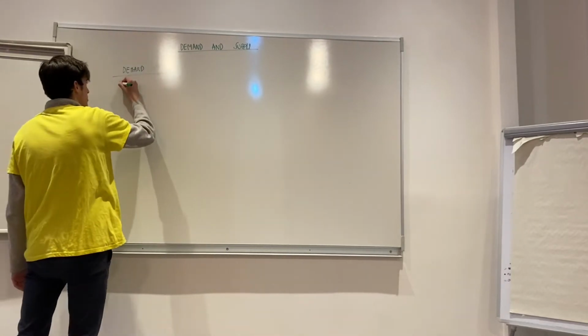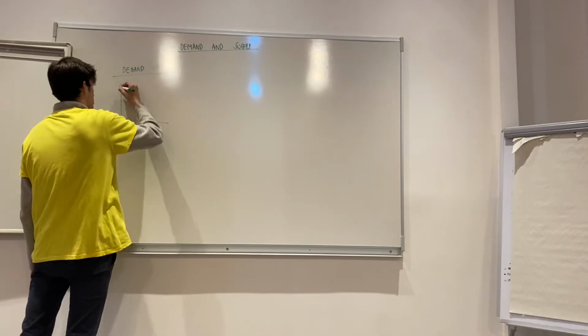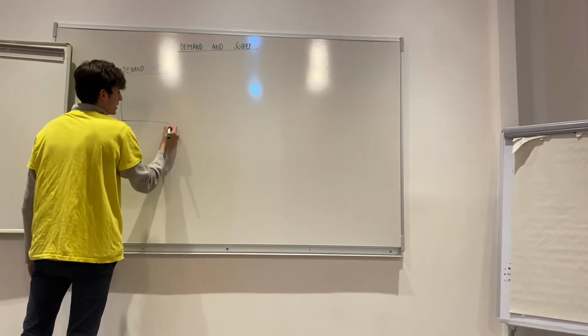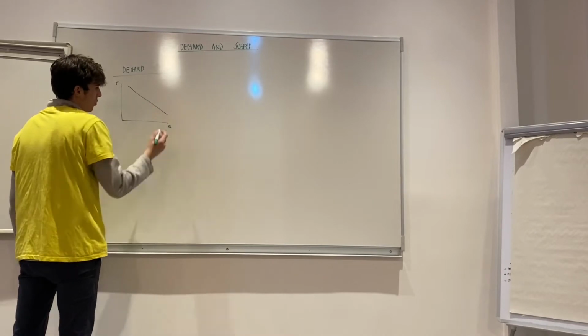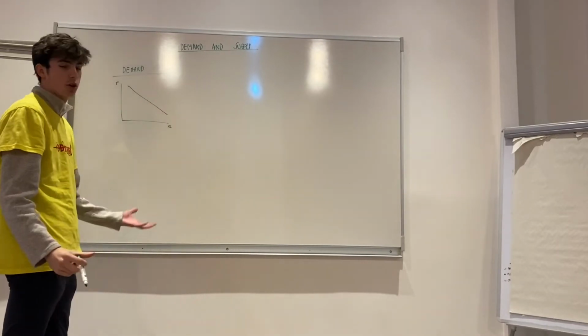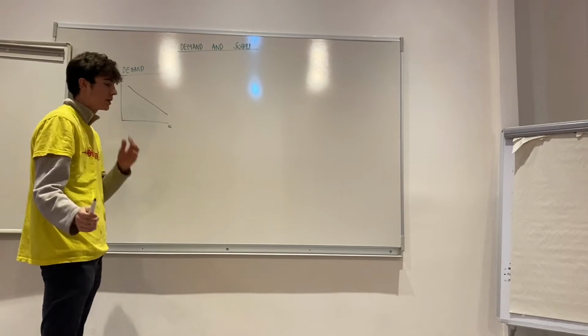So this can be represented by this graph right here. This is the demand graph. Price is on the y-axis and quantity on the x-axis. And what we do is a downward sloping line. It can be a curve as well, but that's a different topic.